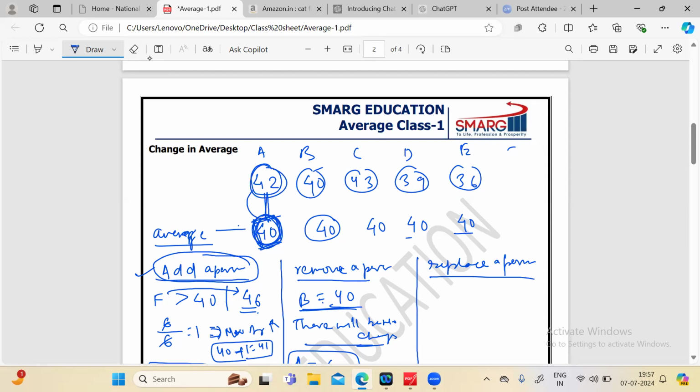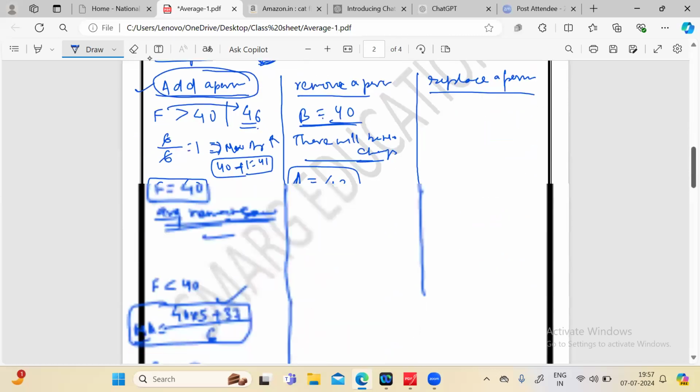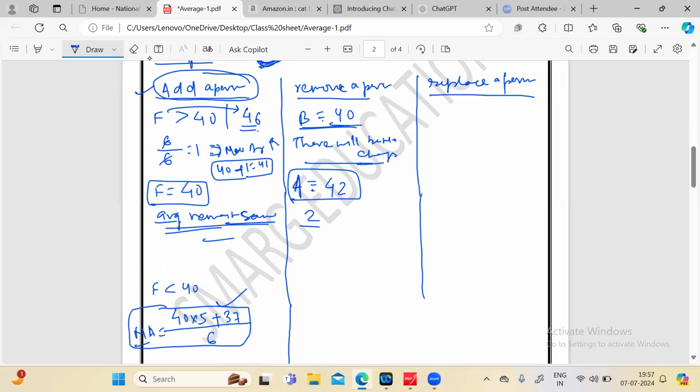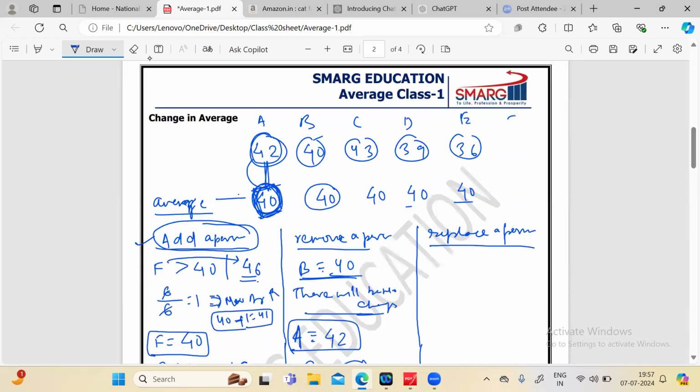So this deficit of 2, or the missing 2, we will be getting from the rest of the 4 values. So I'll divide 2 by 4, and I'll get 0.5. I'll take 0.5 from all the persons who are left. So the new average will be 40 minus 0.5, which is 39.5. So if any value which is greater than average leaves the group, the average is going to decrease.